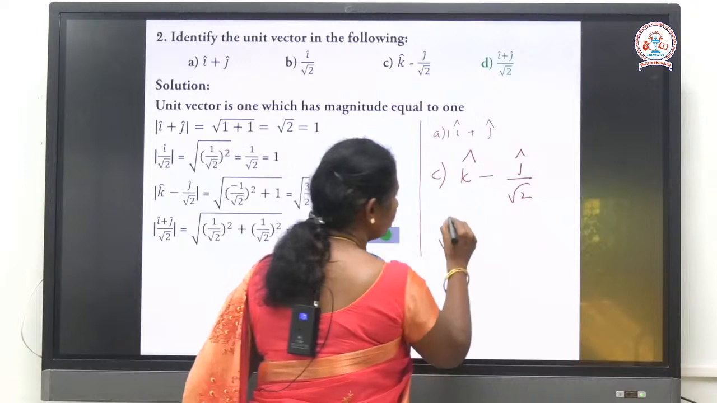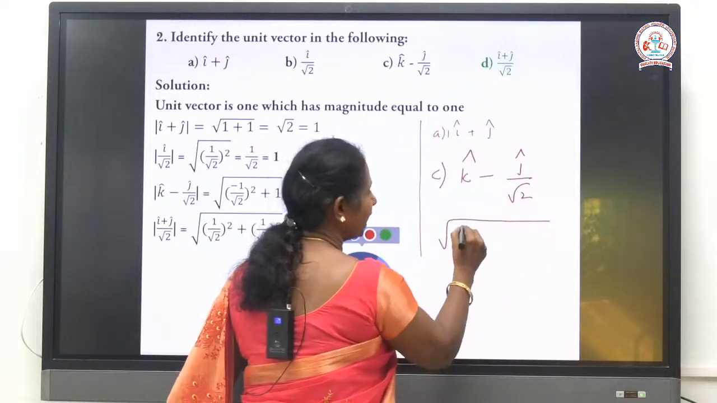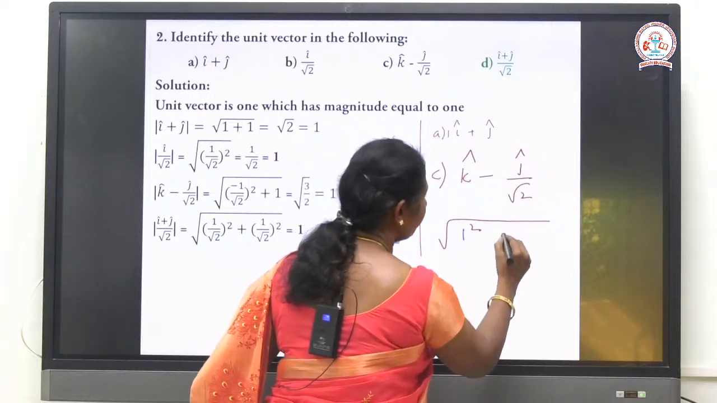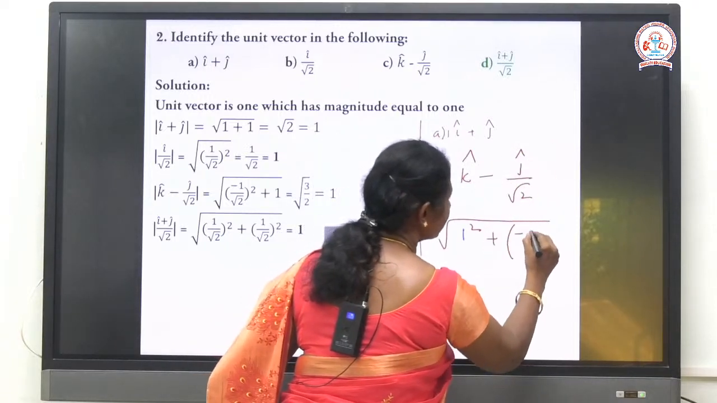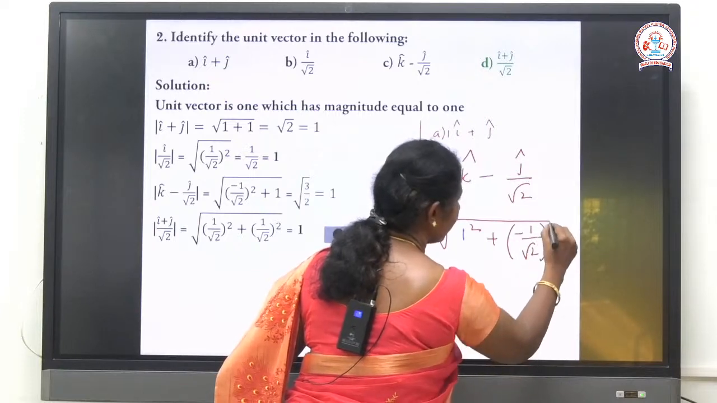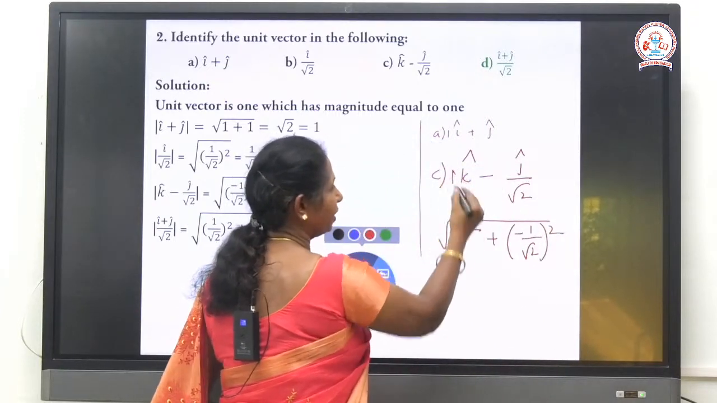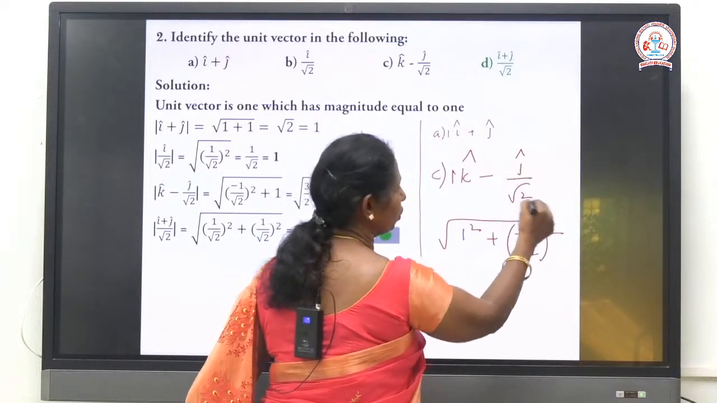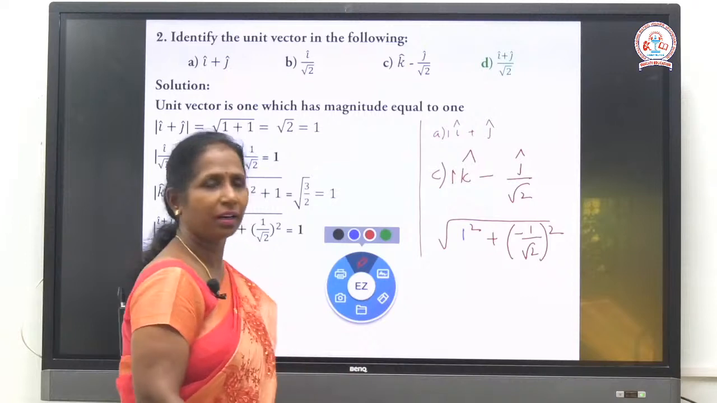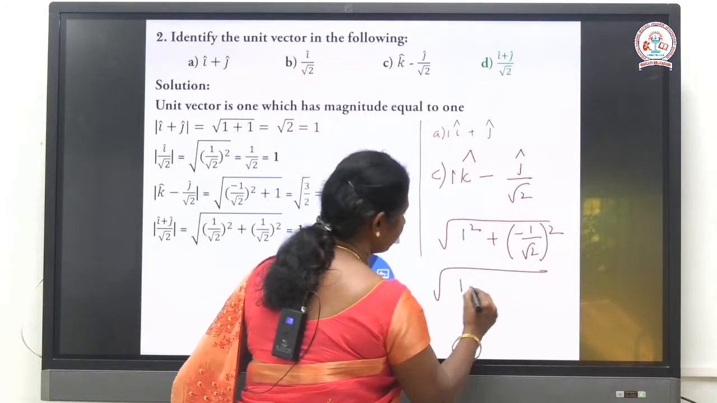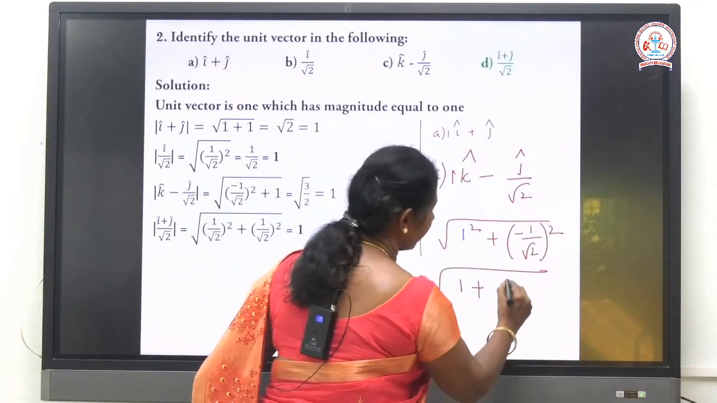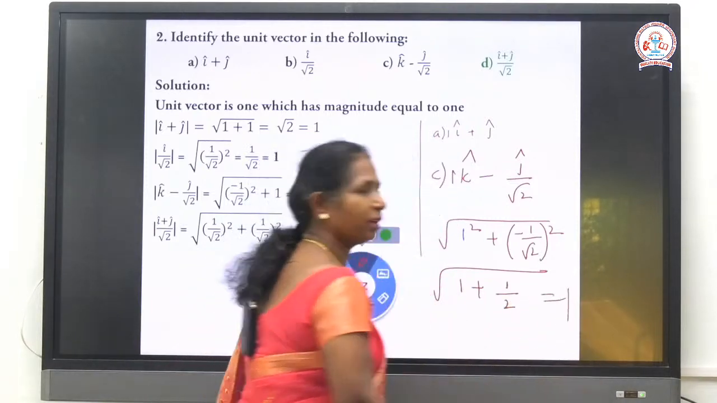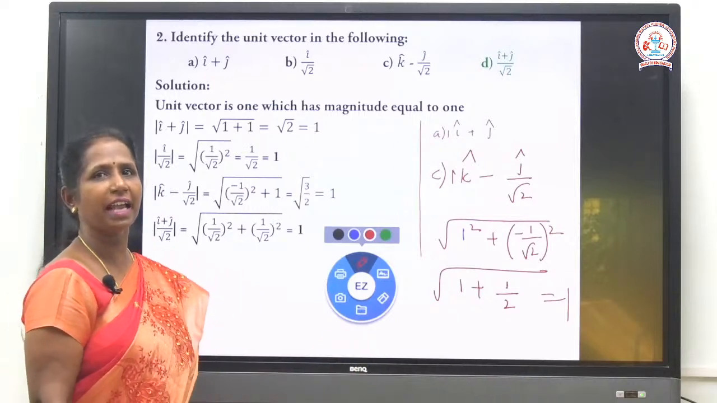Root of the component of k, which is 1, so 1 square, plus the component of j, which is minus 1 by root 2, so minus 1 by root 2 whole square. Clear? So root of 1 square is 1, plus 1 by root 2 whole square is 1 by 2. So again this is not equal to 1. We must get 1 as the answer.